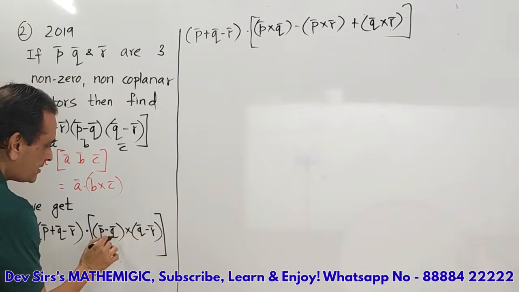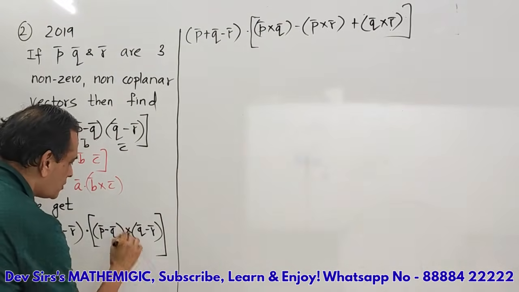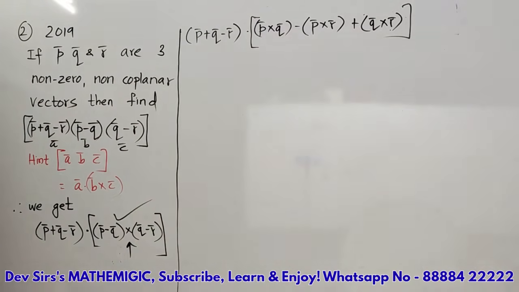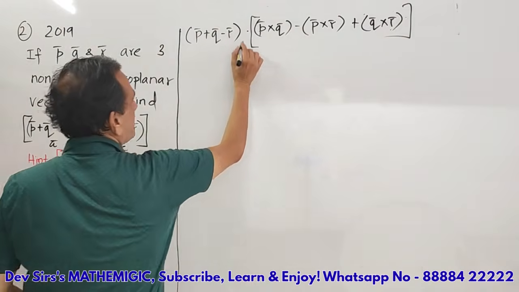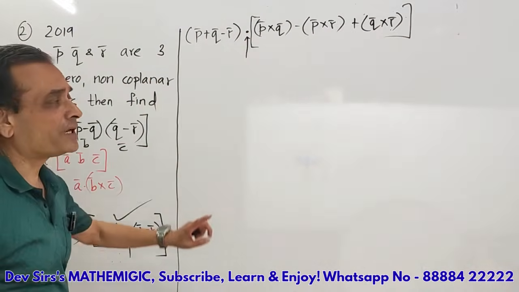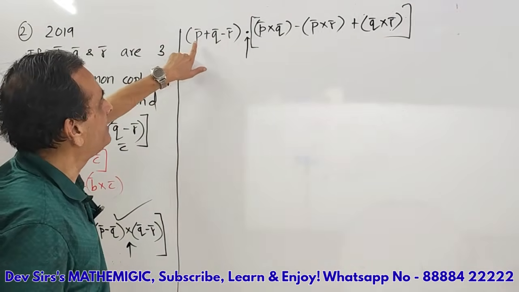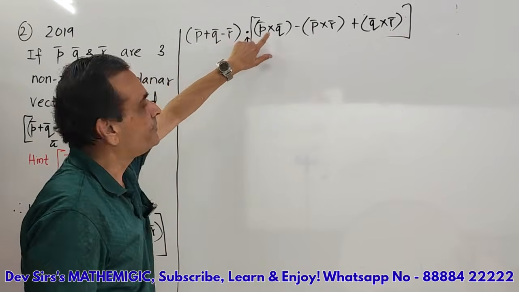Minus into minus plus q cross r remains. Now cross product work is over. That is over. Now go to dot product. Now open up the brackets using dot product. अभी कैसे करते हैं देखो, सिंपल है, P dot P cross Q.